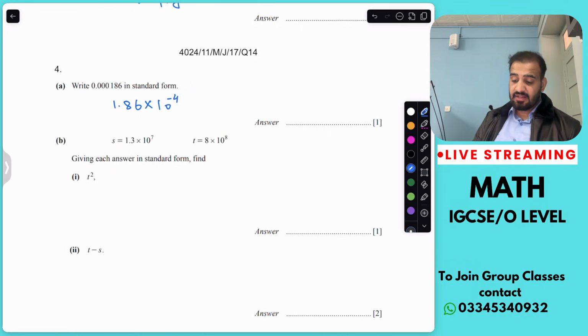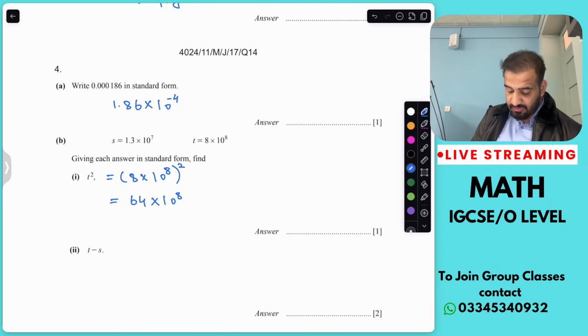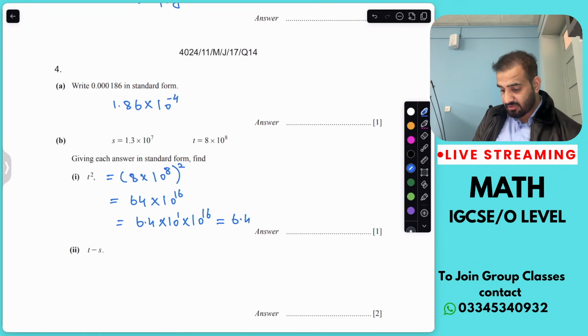Next, it's a wonderful question. Now take a square of t. So t is given, you have to take the square. So you will write 8 cross 10 raised to power 8 and then a whole square. So split this square on 8, so it is 64, cross 10 raised to power 8 twos are 16. And then 64 can be written as 6.4 cross 10 raised to power 1 cross 10 raised to power 16. So the answer is 6.4 cross 10 raised to power 17.